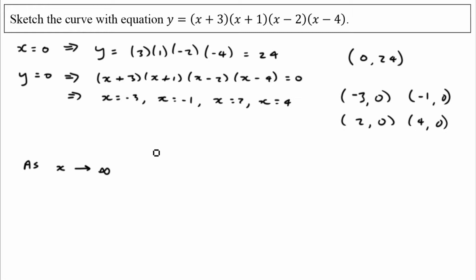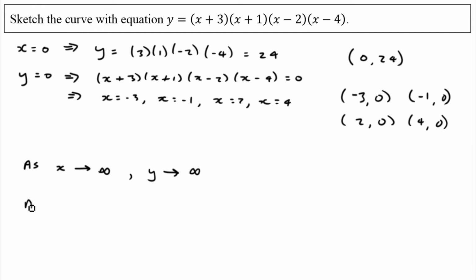Now if x is very large and positive, then each of these 4 brackets will be a large positive number, which we're then multiplying together, which will give us a very large positive answer as well. So as x tends to infinity, y tends to infinity.